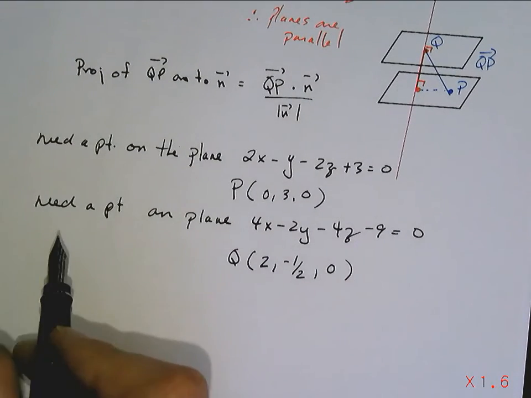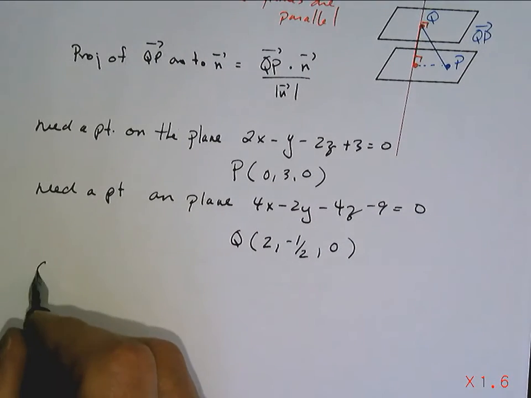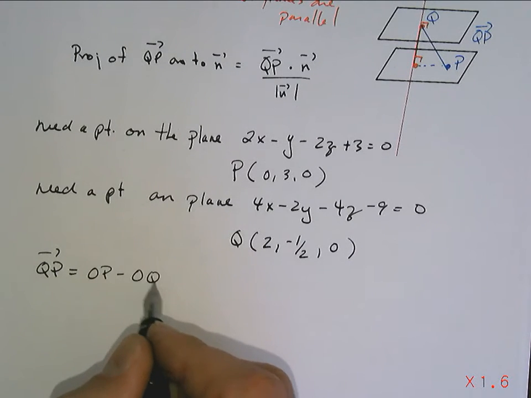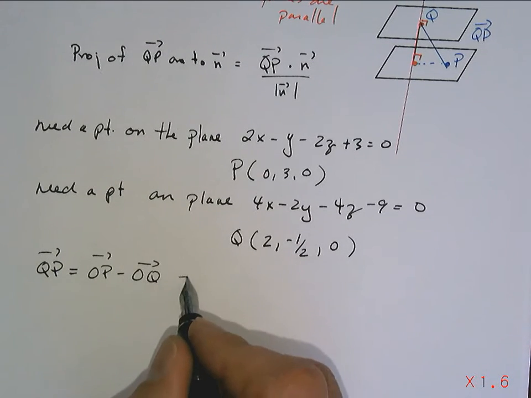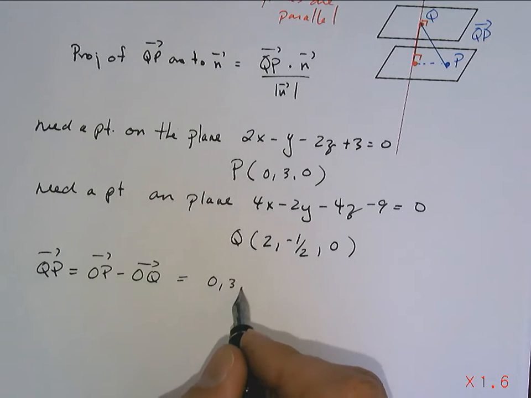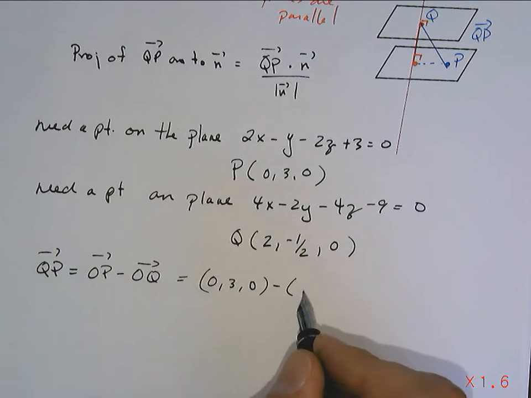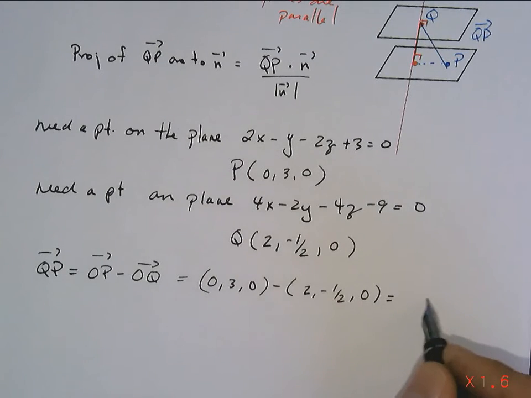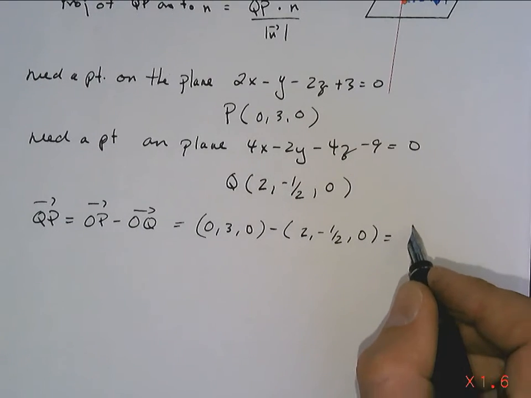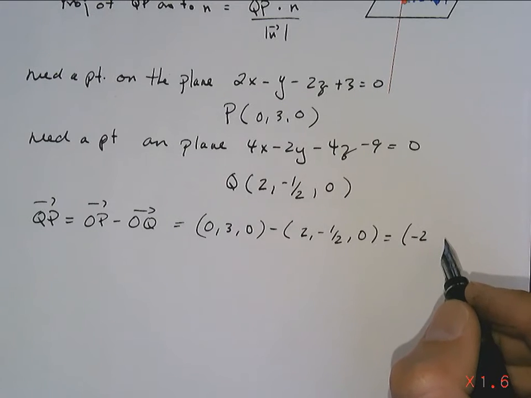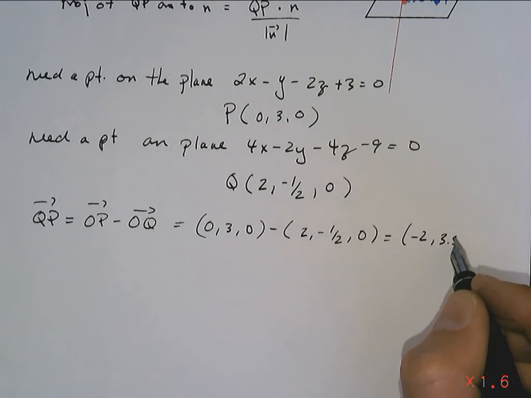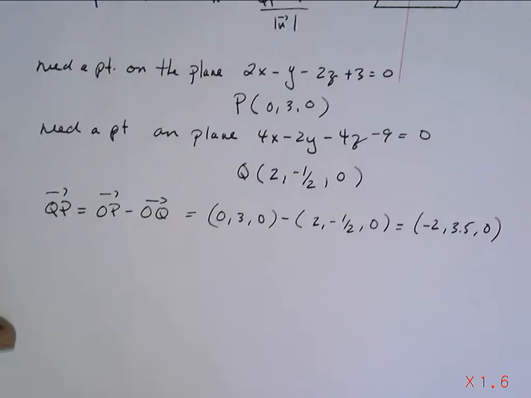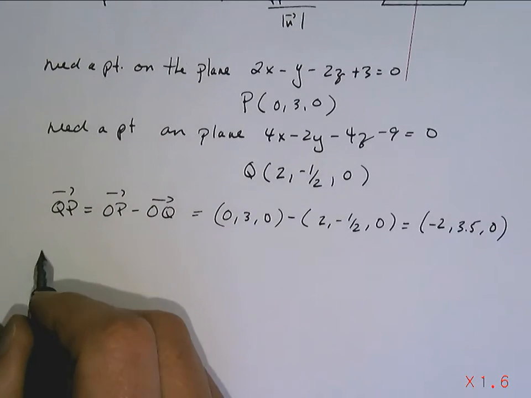All right, so we need to come up with QP, which is going to equal OP minus OQ, which is going to be 0, 3, 0, minus 2, negative 1/2, 0, which is going to be equal to negative 2, 3.5, and 0. So that's cool. What about n?